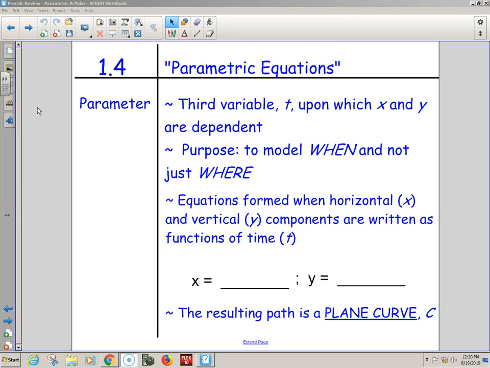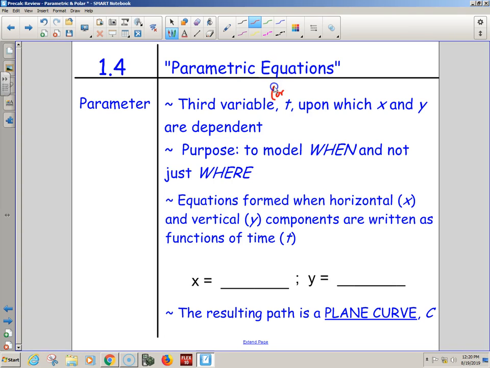Okay, so third variable t, yes. I'm going to put in quick parentheses or theta. Especially if you're using like sines and cosines, then theta might show up instead of t, upon which x and y are both dependent. So t, the parameter, or theta, is my independent variable. True? X and y are my dependent, which is weird. The when, not just the where.